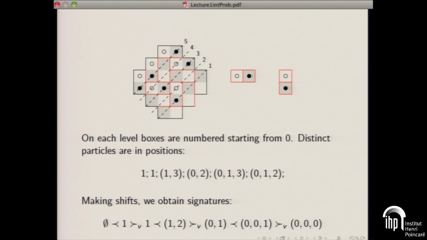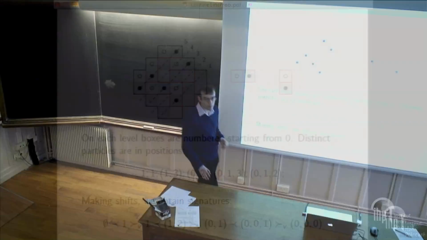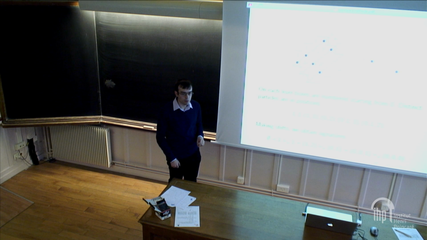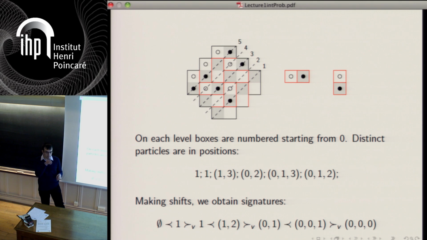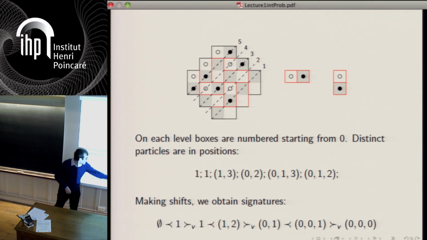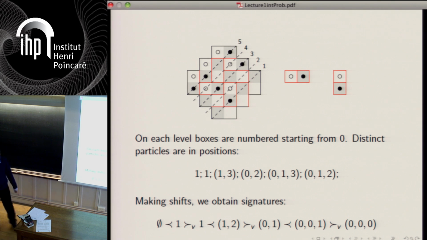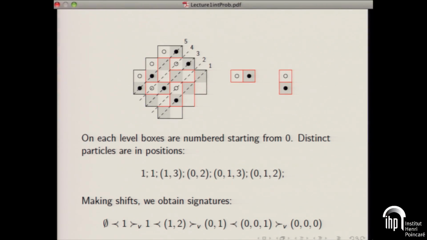So 1, 2 comes from this 1, 3. So 1, 2 is a signature of length 2. So the shift is lambda i plus n minus i. So this 2 becomes 3, and this 1 becomes just 1. So from here to here is a shift, and from here to here it's making the inverse shift. It's equally easy.